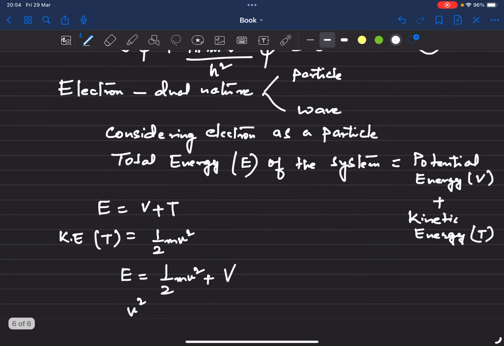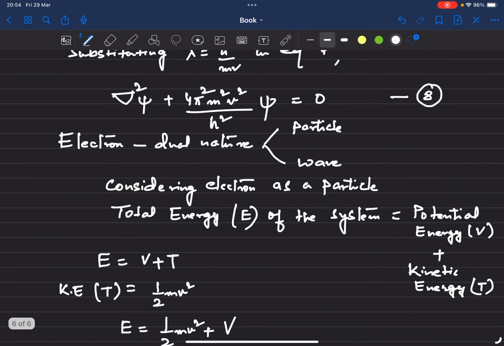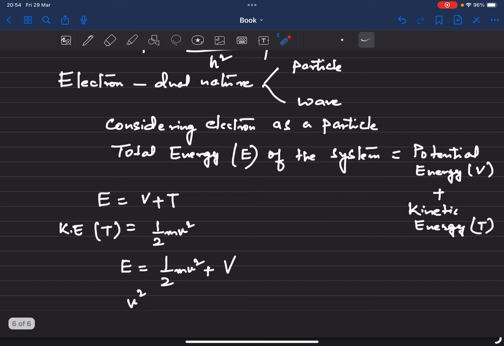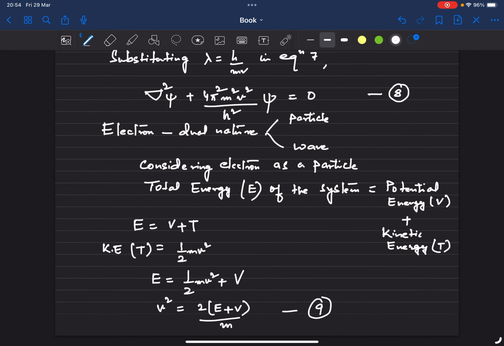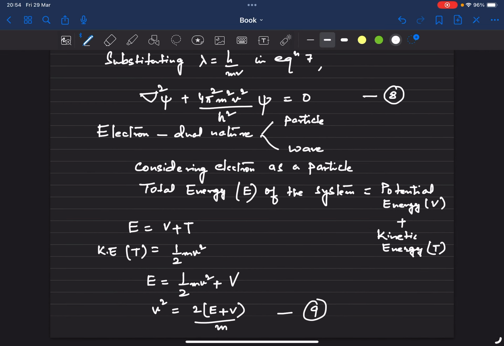क्यों हमें v² यहाँ पे निकालना है? क्योंकि प्रीवियस इक्वेशन में आप देख रहे हैं कि यहाँ पर एक v² है, बस इसी को हमें एक वैल्यू देना है. That's why we are doing all these things right now. So what do we have here from this equation? v² will be equal to 2 into (E plus V) by m. Let this be equation number 9. अब हमें करना क्या है नेक्स्ट स्टेप में कि इक्वेशन नंबर 9 से वेलोसिटी स्क्वायर यानी कि v² के वैल्यू को इक्वेशन नंबर 8 में पुट करना है.